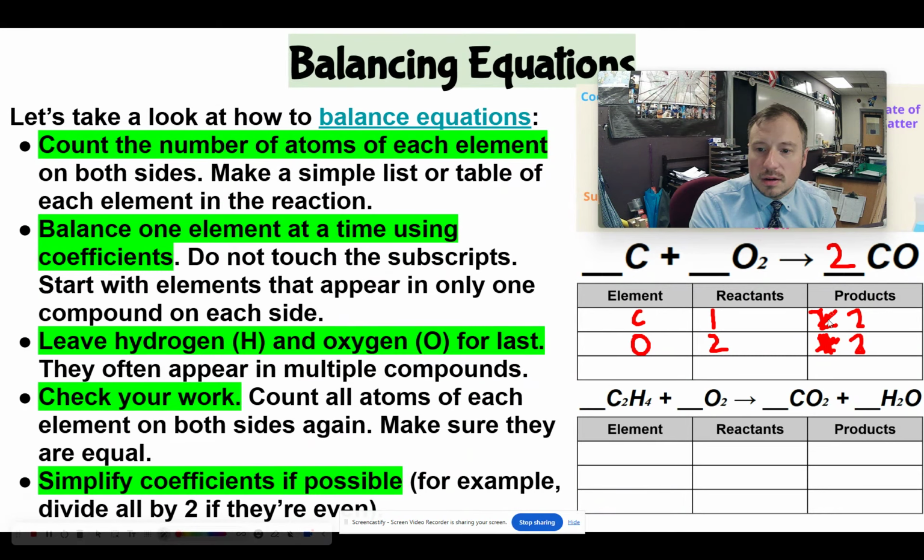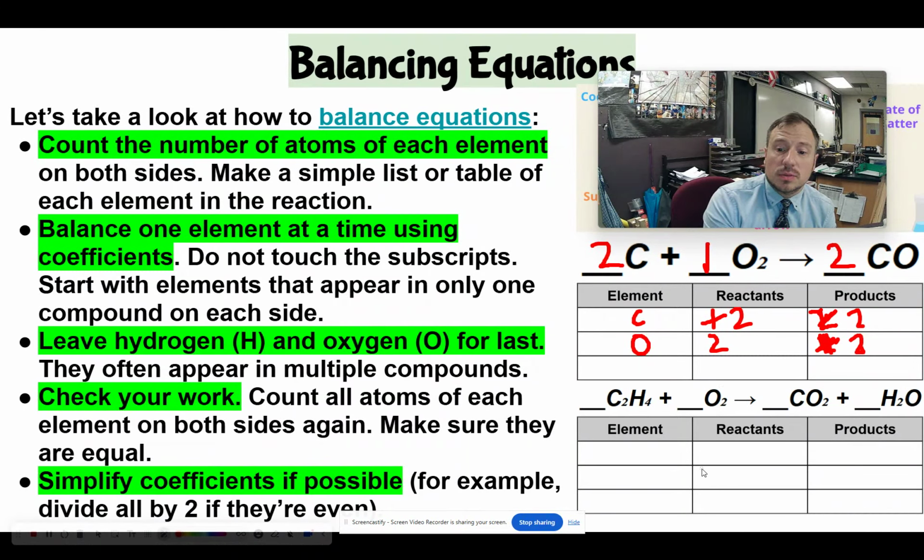There we go. So now my oxygens are balanced, so that's great. I can put a 1 there. Even though we don't technically write the coefficients, it's just easier when I'm filling in the blanks here. Then I go in here and I need to have 2 carbons, and that should balance it out. Yeah, so this is balanced. All I did was I changed those coefficients, and now I've got the same number of carbons and oxygens on both sides of the chemical equation. It's the law of conservation of mass.